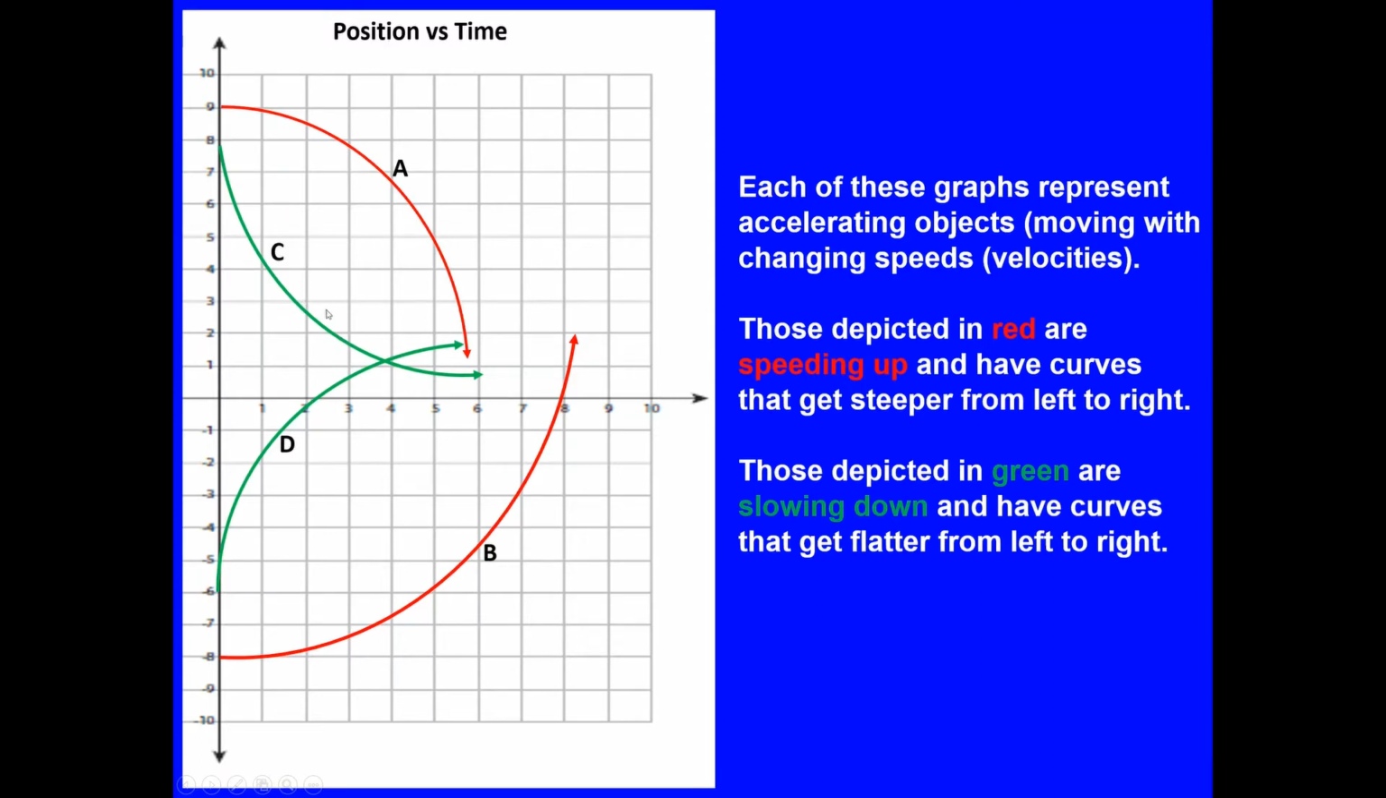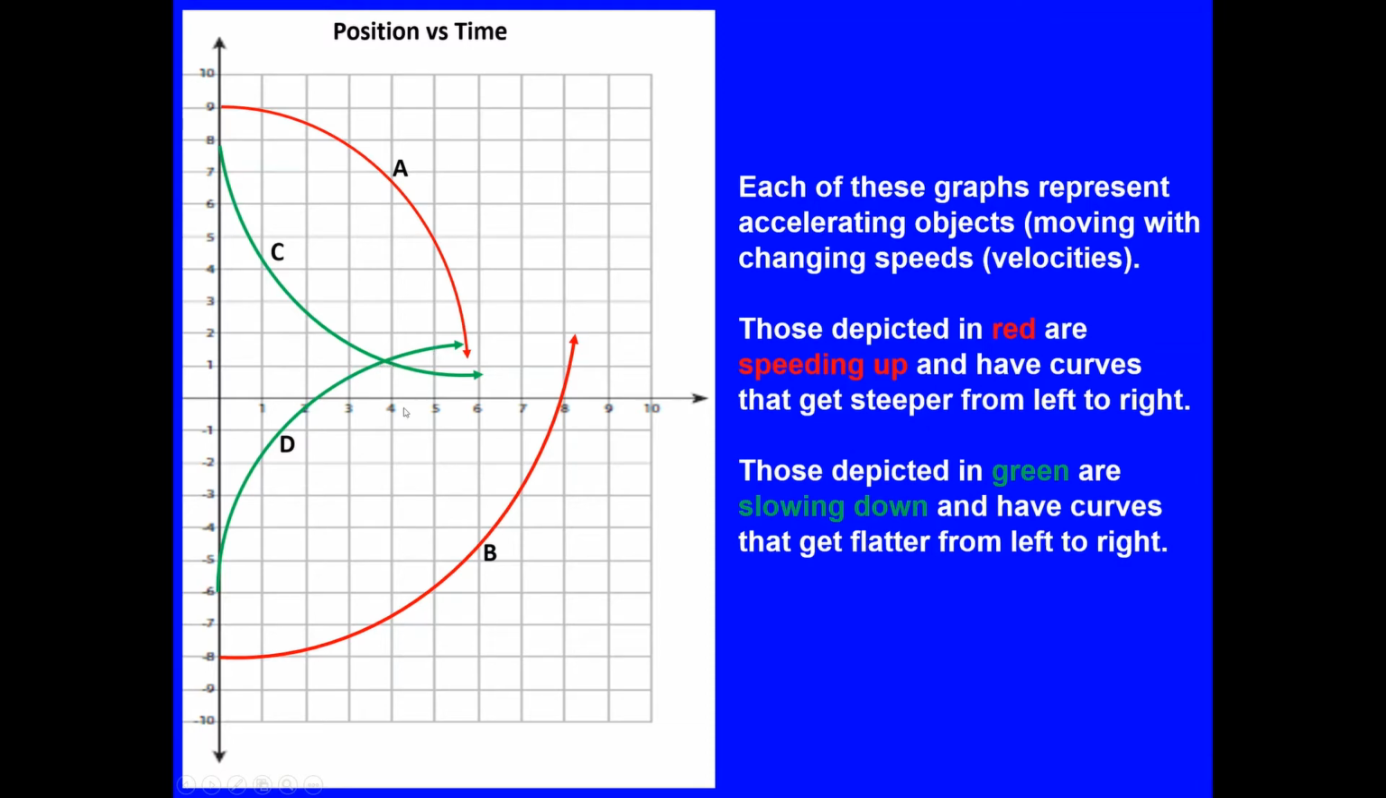C and D, the green lines, represent objects that are slowing down. C starts out steep and then gets flat, which implies it starts out fast and then gets slower. D starts out steep and then flattens out, so it's also representing an object that's slowing down. The difference in C and D is that object C is moving in the negative direction because the graph is going downward. D is moving in the positive direction and slowing down because the graph is moving upward.